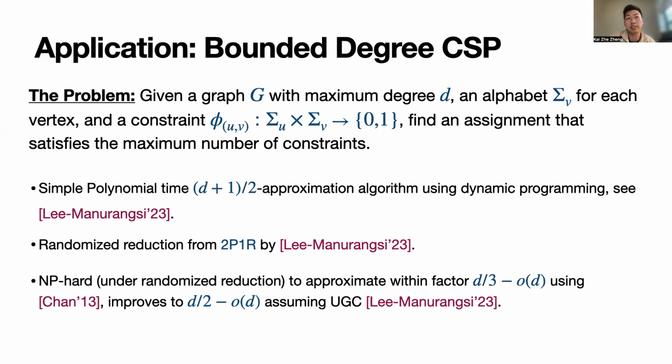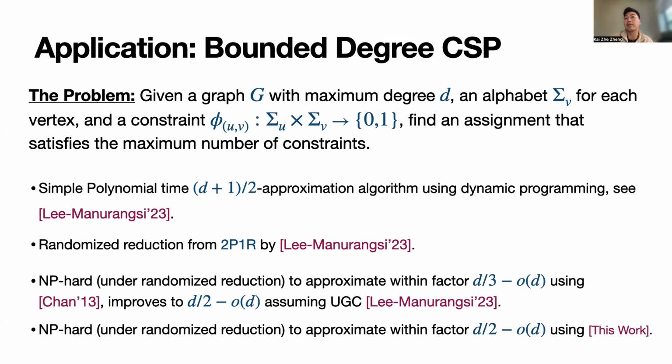Lee and Manurangsi showed that if you assume something called the Unique Games Conjecture, then you can improve this factor to roughly d over 2. But we showed that, in fact, you don't need that assumption, and we get hardness of roughly d over 2 using our improved PCP.